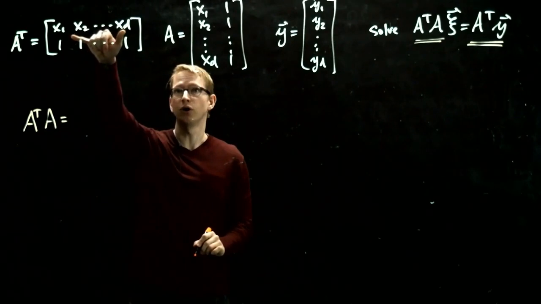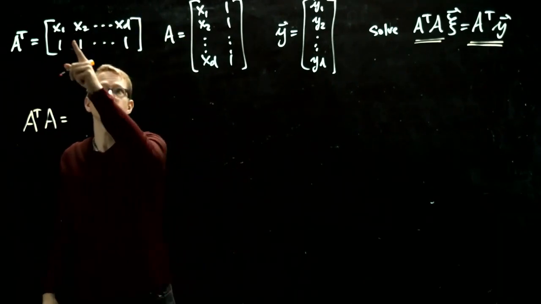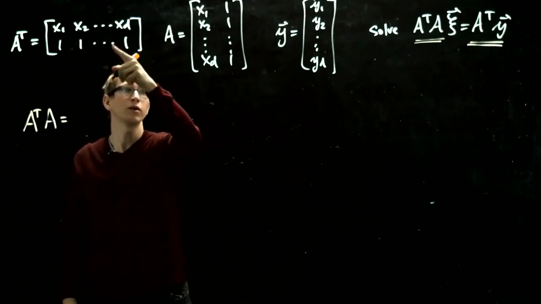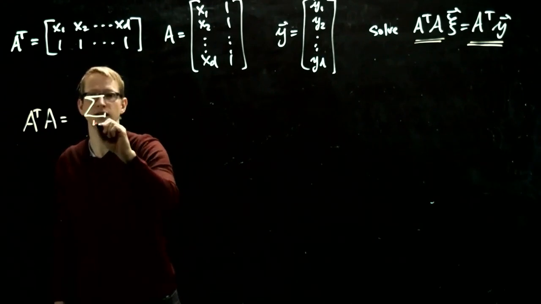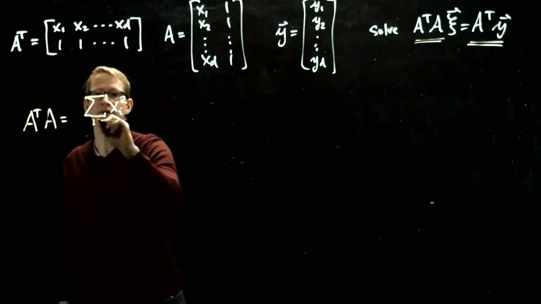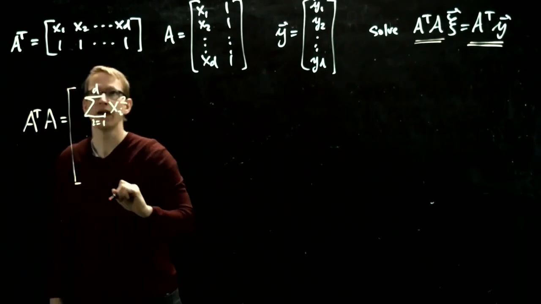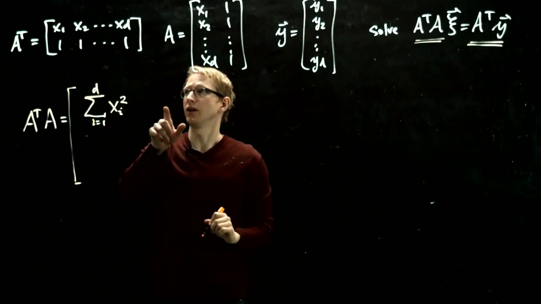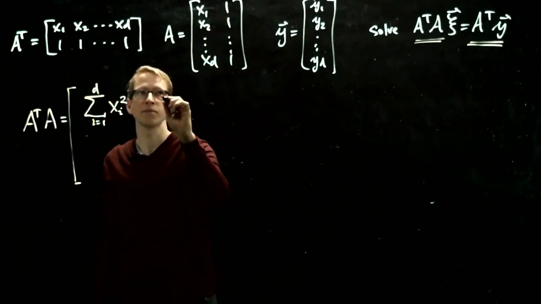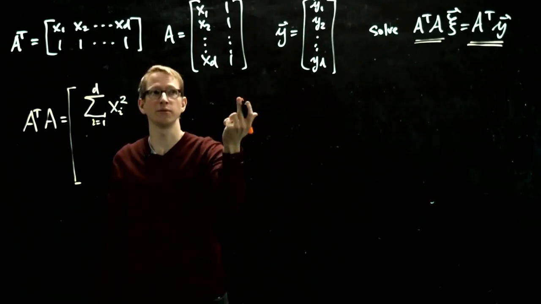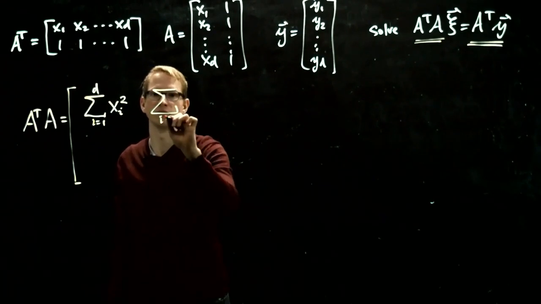it's the first row here times the first, take the dot product with this column, and that's x1 squared plus x2 squared plus xd squared. So the first top left entry is the sum of the squares of these entries from 1 to d. And the second entry on the top is the first row times the second column of A, and that's x1 times 1 plus x2 times 1. In other words, we're just summing up all of the different x values.